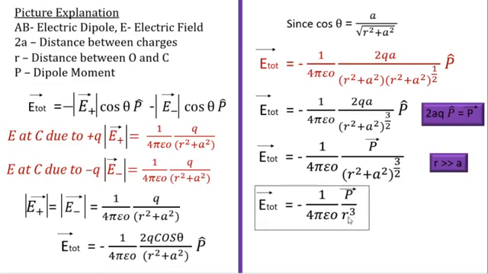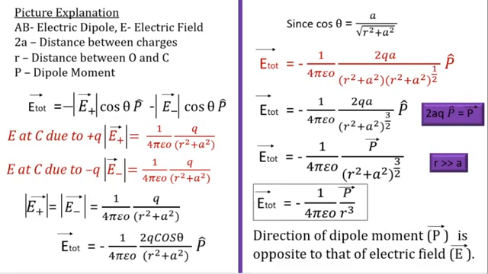So E total will be equal to minus of 1 by 4 pi epsilon 0 P vector divided by R cube. This is the E total for the dipole at the equatorial plane. This minus denotes that the direction of dipole moment is opposite to that of electric field.